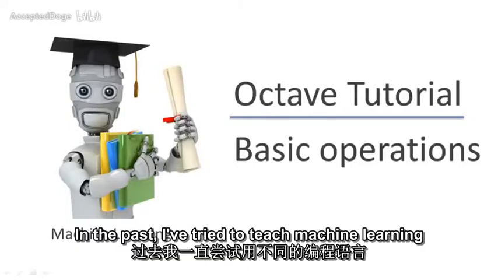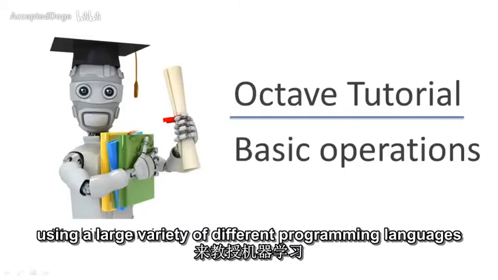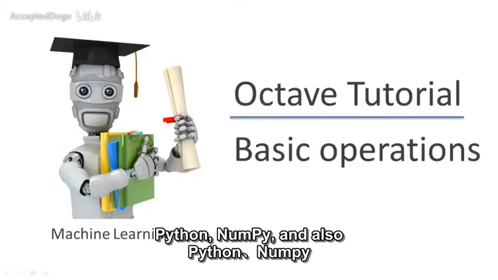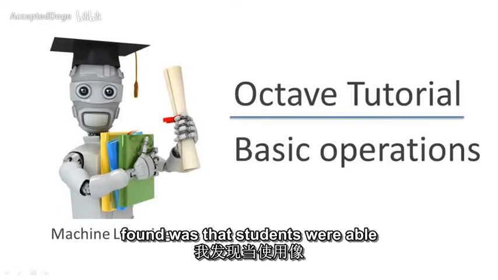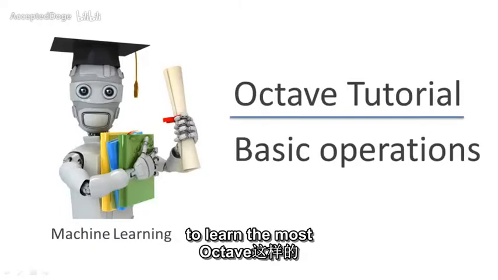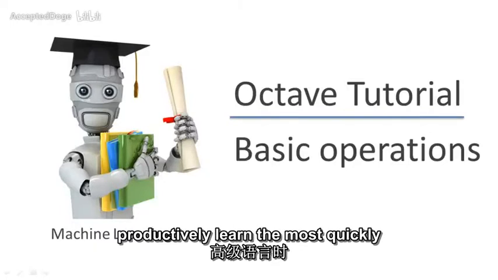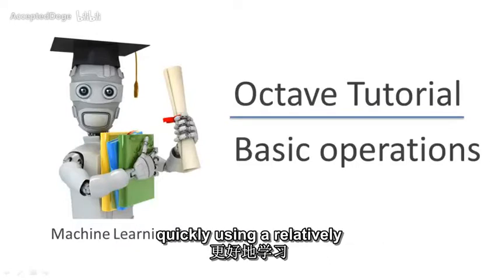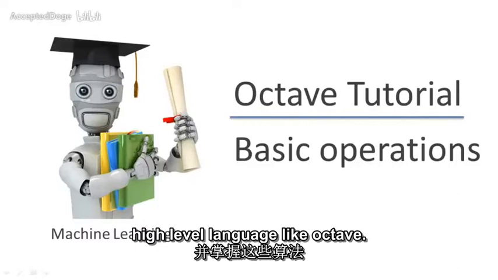In the past, I've tried to teach machine learning using a large variety of different programming languages, including C++, Java, Python, NumPy, R, and also Octave. And what I found is that students were able to learn the most productively, learn the most quickly, and prototype your algorithms most quickly using a relatively high-level language like Octave.